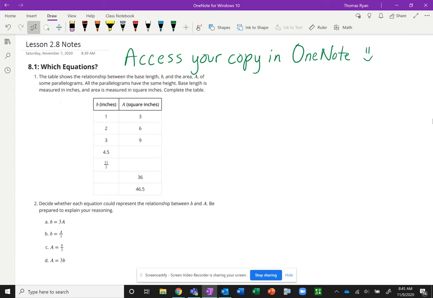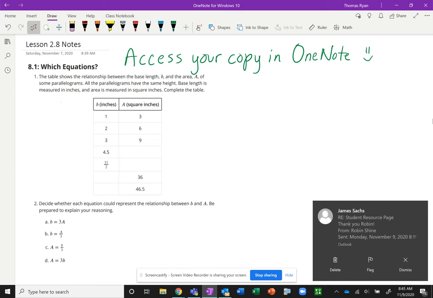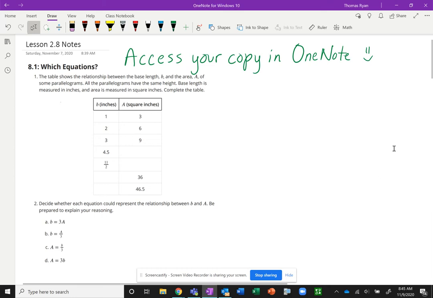So lesson 2.8 starts with a simple table, and we're trying to analyze the table and then decide which of the equations below, those four below, could describe what's going on in the table. The table shows the relationship between B, the base, and A, the area of some parallelograms. All the parallelograms have the same height, and we're just trying to complete the table.